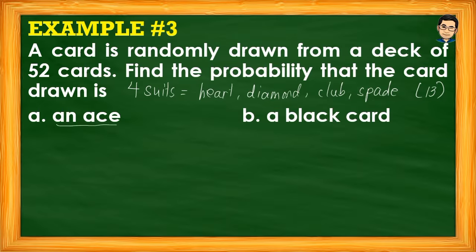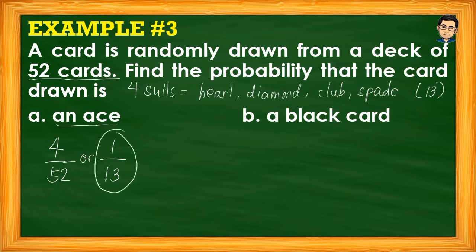Okay. So, ilan po ang ace sa standard deck of 52 cards? Meron po tayong 4 na ace. Ace of heart, ace of diamond, ace of club, ace of spade. So, that is 4 over the sample space, which is 52. So, 4 over 52, pwede natin yung i-simplify. Yung GCF is 4. So, 4 divided by 4 is 1. 52 by 4, that is 13. So, our final answer will be 1 over 13.